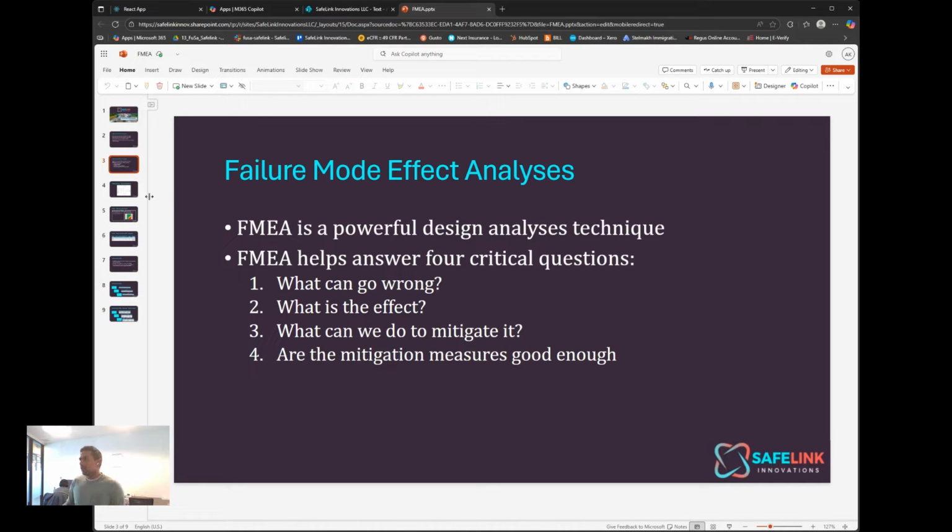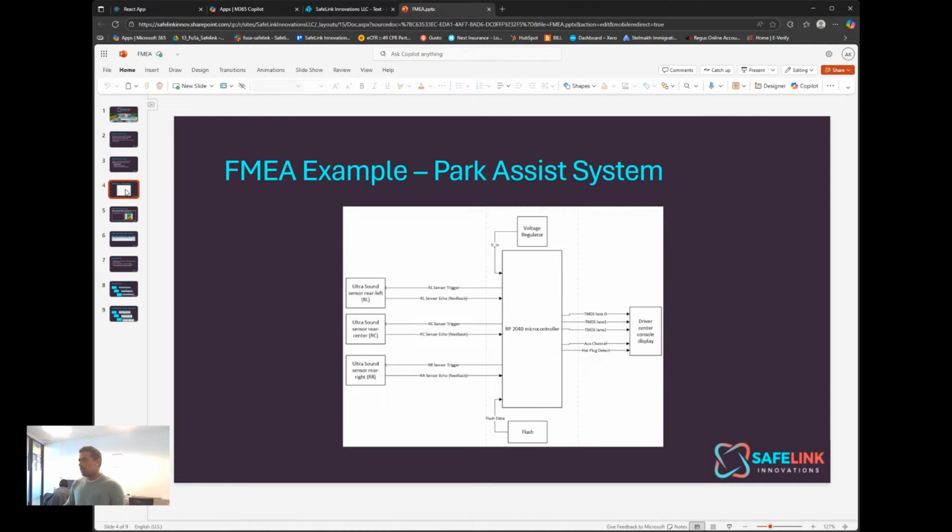I'm going to give an example of a very simple project that I worked on. So, a park assist is a system which is used in cars. It consists of three ultrasound sensors, rear left, rear center, rear right. This information is then going to a microcontroller. The microcontroller then detects if there is an obstacle around the vehicle, and then it informs the user through a display, through an audio warning. It's a very simple architecture. You can see sensors, microcontroller, and an architecture.